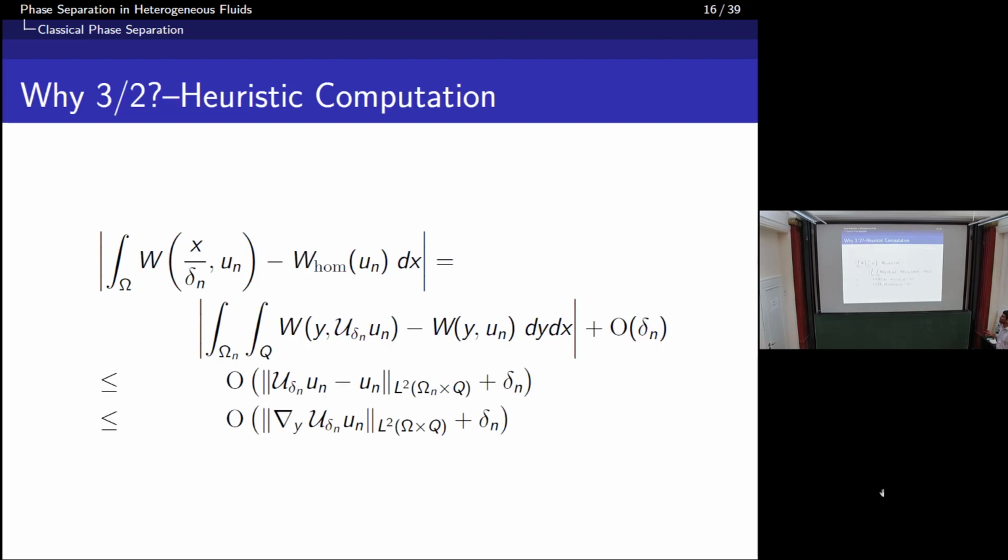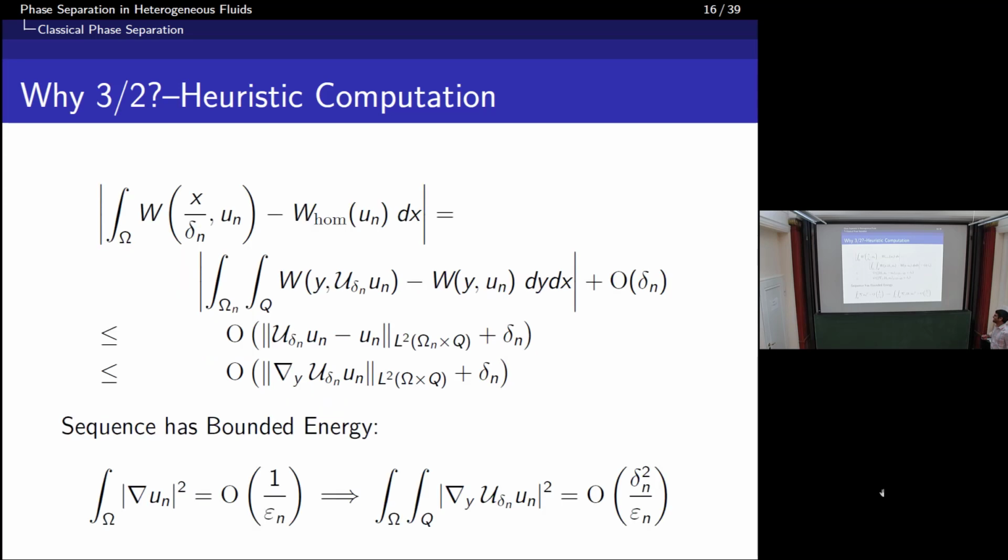And why do we get 3/2? It's mainly because of this very cute computation, which I do through the unfolding operator. I don't think the original papers use the unfolding operator. But basically, this thing you can write as the unfolding operator minus W_hom, plus the extra boundary term, which is something small. And then if you hand-wave and assume W is smoother, then this is of order this. And the unfolding operator has a nice Poincaré property that allows you to do this.